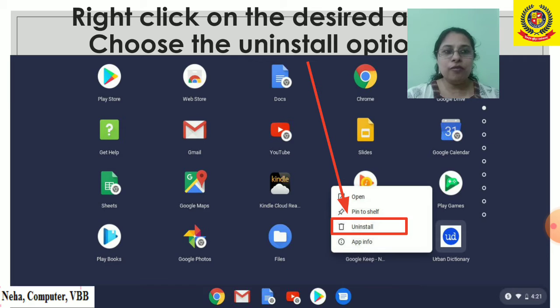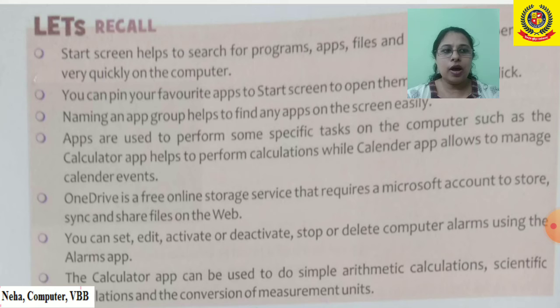But we should be very careful that we should not uninstall the important application which we require. So we should uninstall carefully. If we really don't require that application, we should uninstall only that one. So now this is the way to uninstall it. Now let's see. We have to recall the important points of the chapter.